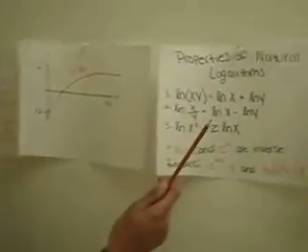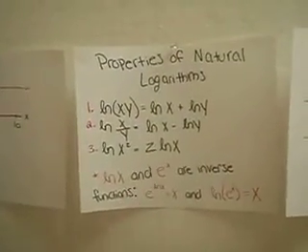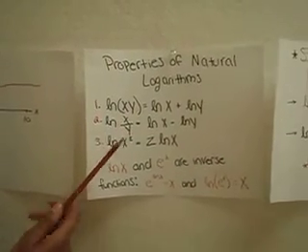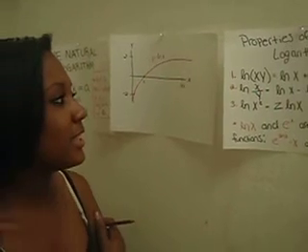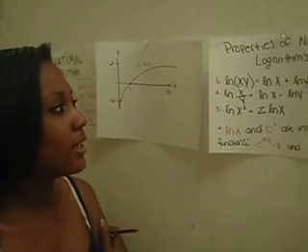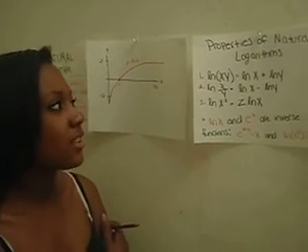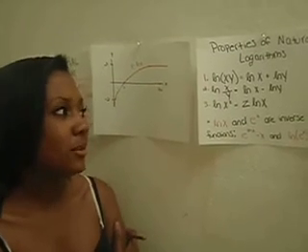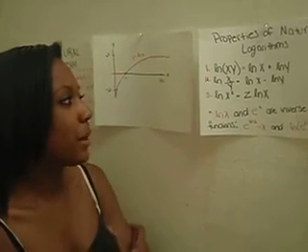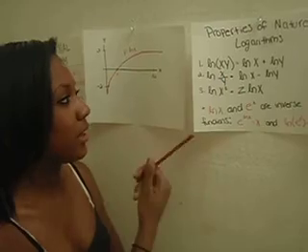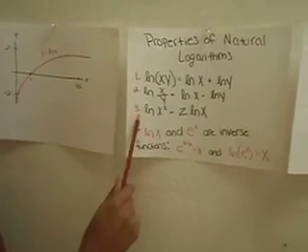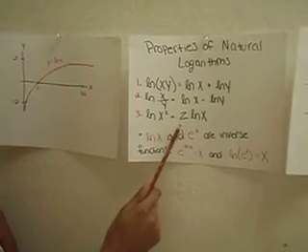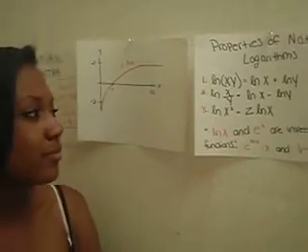There are properties of natural logarithms. The natural logarithm of xy equals logarithm x plus logarithm of y. The second property, if it's x over y, then you use subtraction, the logarithm of x minus the logarithm of y. And the third property is logarithm x to the z. You just move the z in front of the logarithm, so it's z times the logarithm of x.